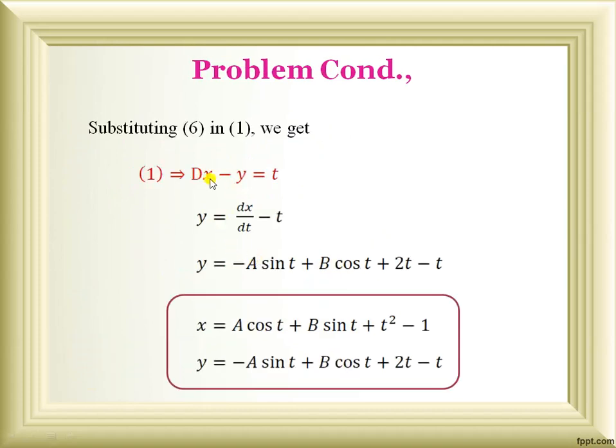So I am replacing the Dx value in that particular equation. Before that I am rearranging this into y is equal to Dx minus t. I am just moving this minus y to the RHS and t to the left-hand side. So that gives the value y is equal to dx by dt minus t. Here I am replacing the dx by dt value. From the previous step I have this value: minus a into sin t plus b into cos t plus 2t, so minus t. 2t minus t is t. Now I have found both x and y values. This is the solution of the given simultaneous linear differential equations.